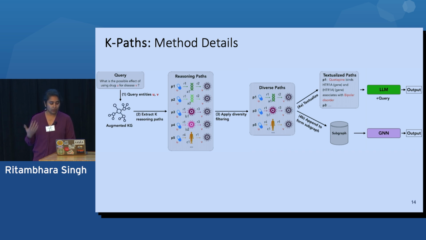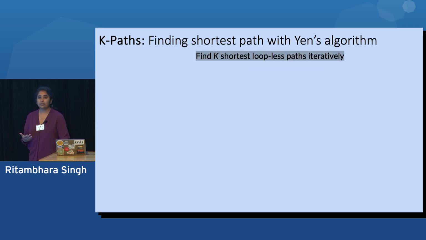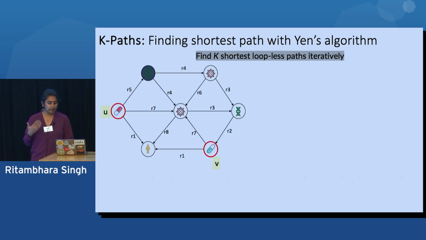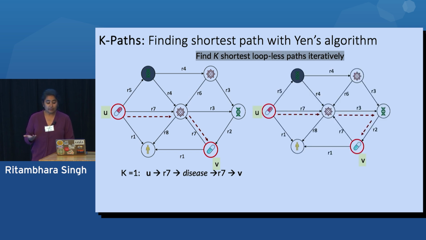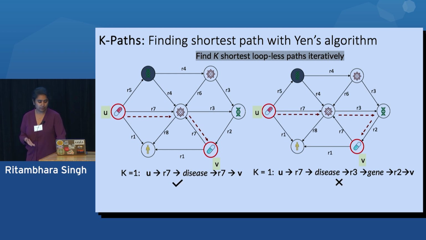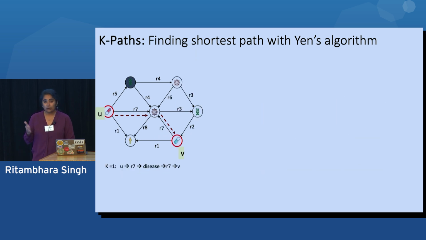And finally, talking about Yen's algorithm. This algorithm is a way to find the K shortest loopless paths, and it goes a little bit iteratively. So the idea here is that given my subgraph and my two entities U and V, I'm going to use any shortest path finding algorithm, Dijkstra or breadth first search, depending on whether you have a weighted or unweighted graph. And so I get the shortest path between the two entities. So that's my k equal to 1 path. There is another path technically between U and V, but it's not the shortest path, so we are going to disregard that and keep the shortest path. So that's the k equal to 1 path.